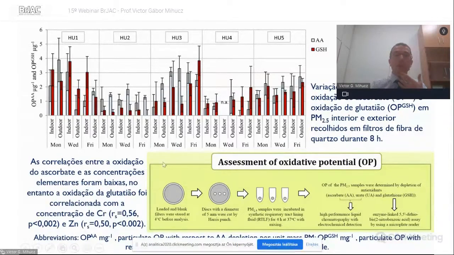Usually the results of the antioxidant depletion were expressed in terms of the micrograms of the PM 2.5 collected. Another possibility is the air filtered through these 8 hours, but the proper one, which is more used for human exposure, is to relate the depletion of the antioxidants to the mass of the PM 2.5 sample.